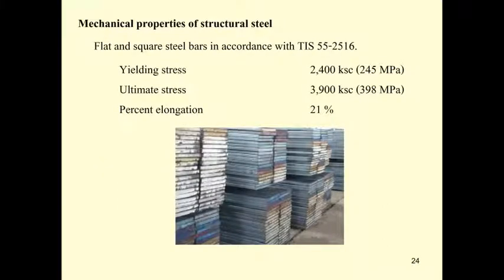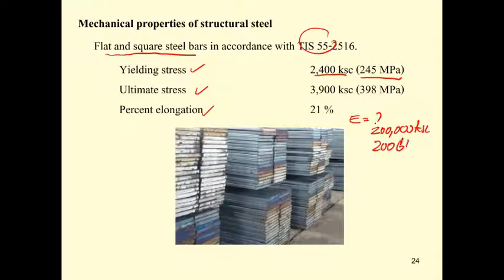Okay, for the TAS 55, that is for flat and square steel bar. You got to follow this. They will ask you for the yielding, ultimate, and percent elongation, and don't forget about the E. If this is 2400 kc, 235 megapascal SI, the E is going to be 200,000 kc, or it's about 200 gigapascal approximately.